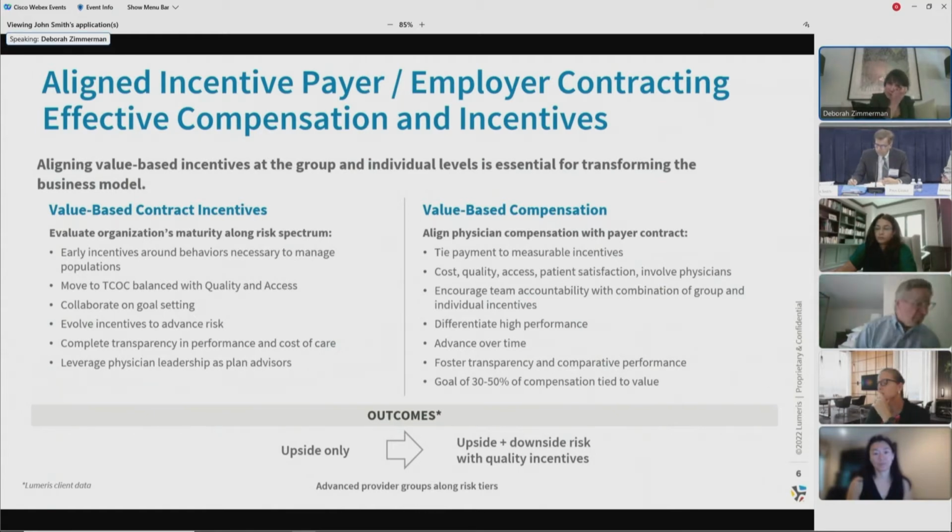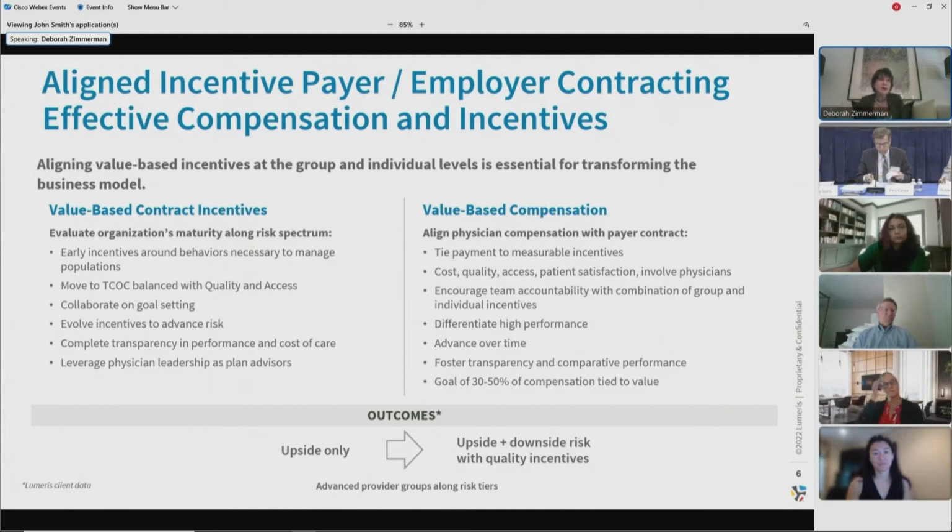On the left-hand side, the aligned incentives between payers and physicians. I think we've talked about it. Total cost of care, complete transparency, making sure that the level of risk meets the providers where they are. Putting a provider group at full risk and having them pay the payer back just is not a sustainable model. And then really investing in helping them perform is really key. Again, balancing those total cost of care incentives with quality and access is also really, really important.